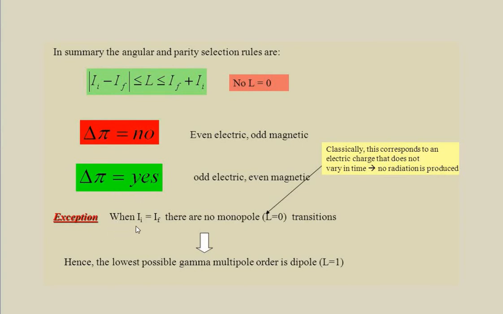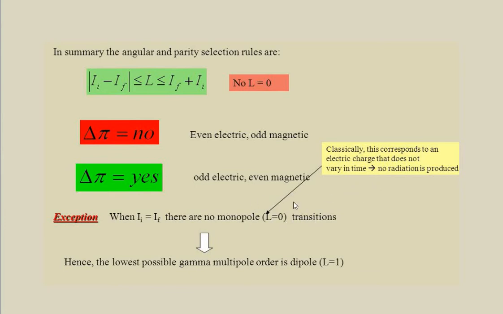So there is an exceptional case, that is if I_i is equal to I_f and there is no monopole transition, L is equal to 0 is not possible. Classically, this corresponds to an electric charge that does not vary in time. So no radiation is produced. So as a result, L is equal to 0 transition is not possible. That is, 0 plus to 0 plus transition, 0 to 0 transition is not possible.